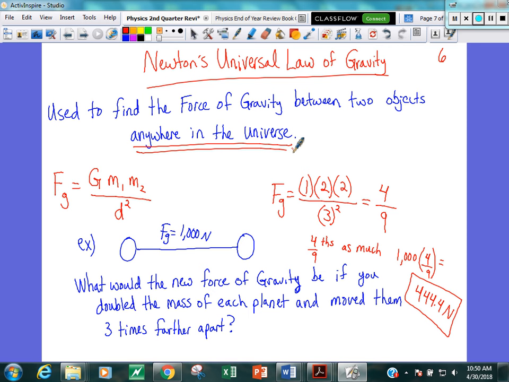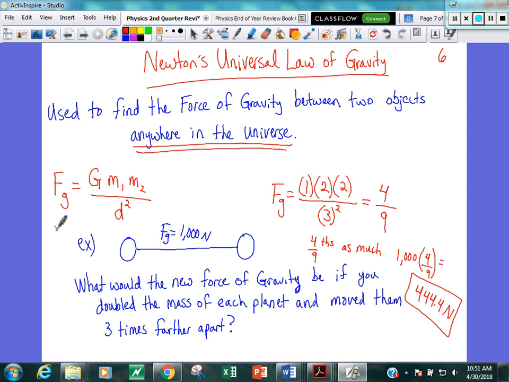Okay, I then wrote down the equation. The force of gravity is equal to this constant big G times the mass of one of the objects times the mass of the other object divided by the distance between the objects squared. Please remember to put a square there on the distance. There's this inverse square law happening with Newton's universal law of gravity.